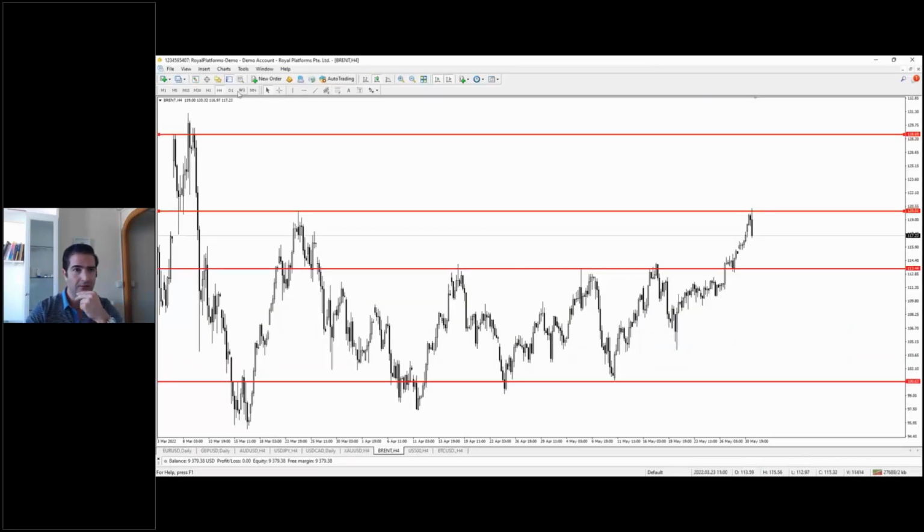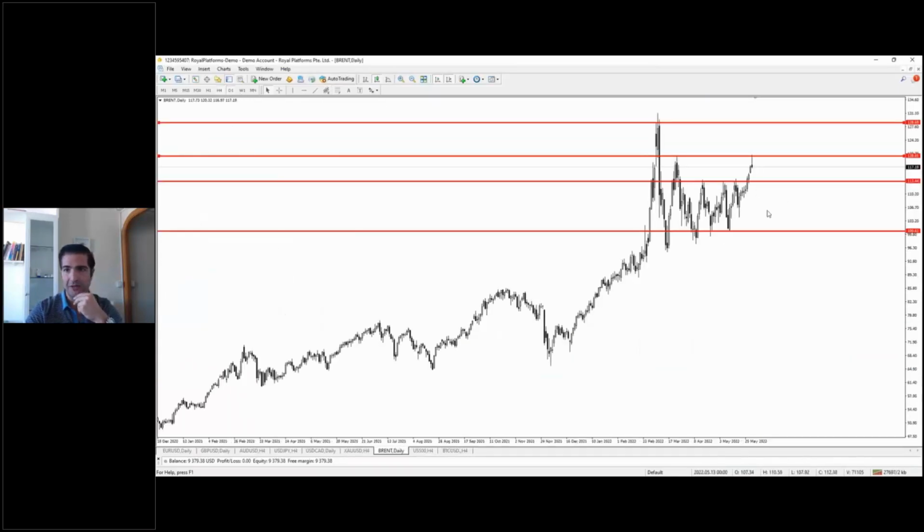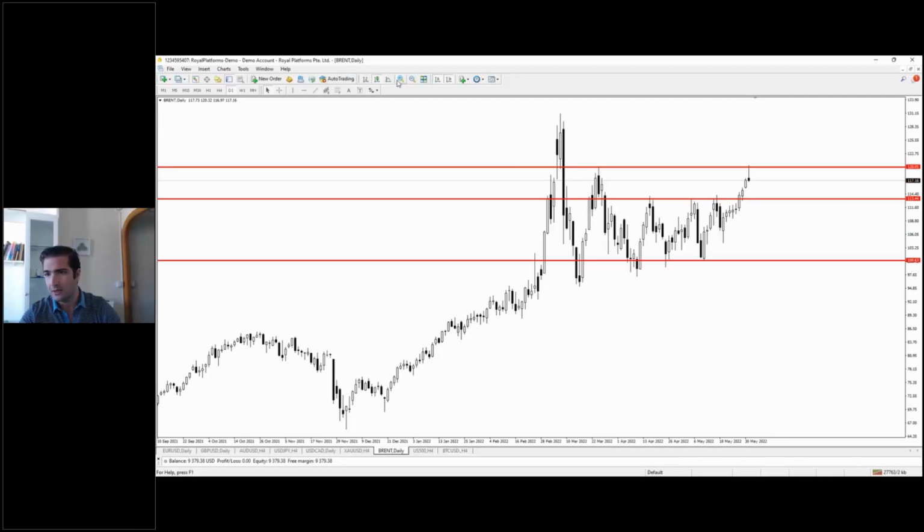Brent oil, or UK Brent oil. Finally, the UK Brent oil managed to break the parallel channel. So we had the market moving between the two levels, which are 100 and 113. You can see it here. So it started this in April 22, most probably.